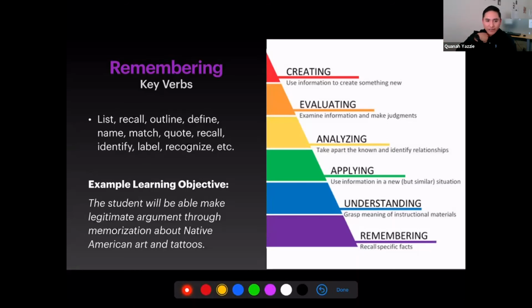So an example learning objective here is that the student will be able to make a legitimate argument through memorization about Native American art and tattoos and how that conflict is happening, right? Just as I said, you now remember, you discuss, you applied everything: creating, evaluating, analyzing, applying, and understanding. You already know it. Now we can just remember it. And if someone were to ask us about it, we would automatically know the answer of our opinion and stuff like that, right?